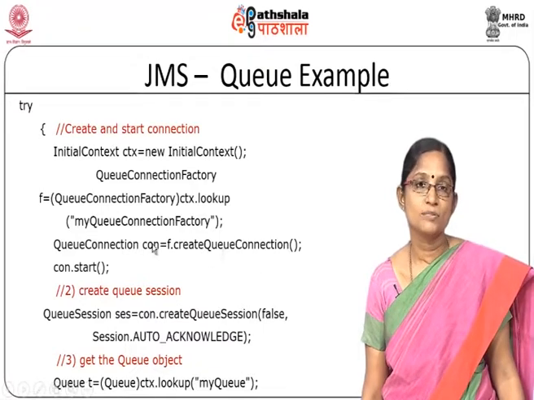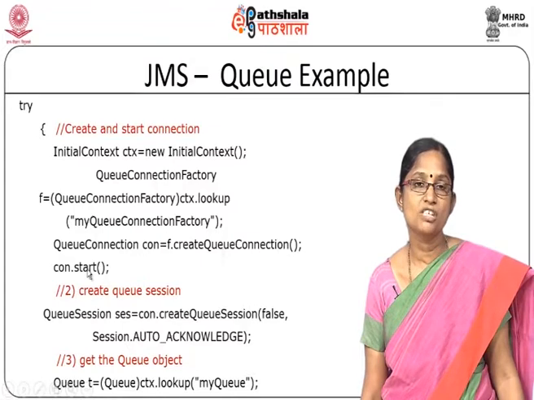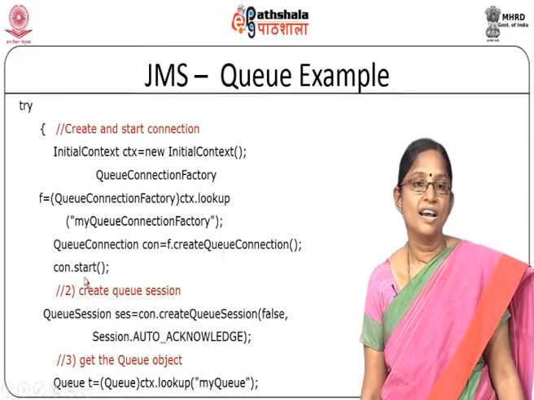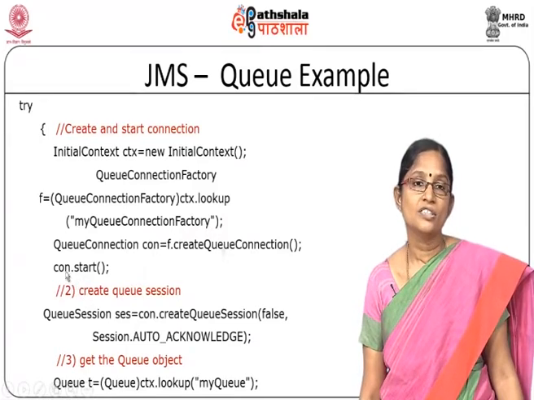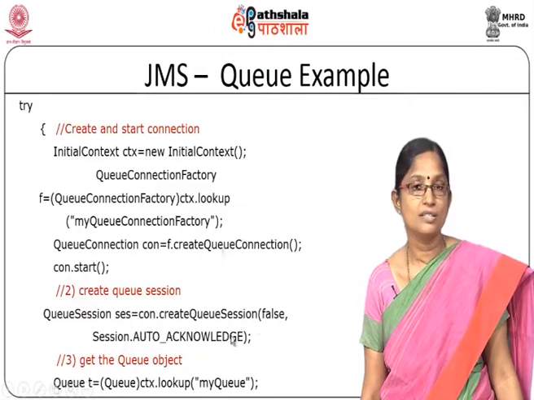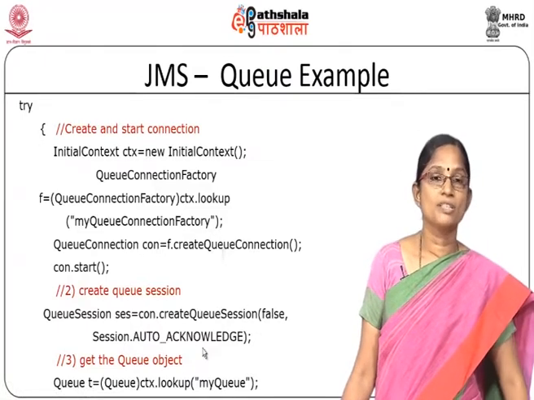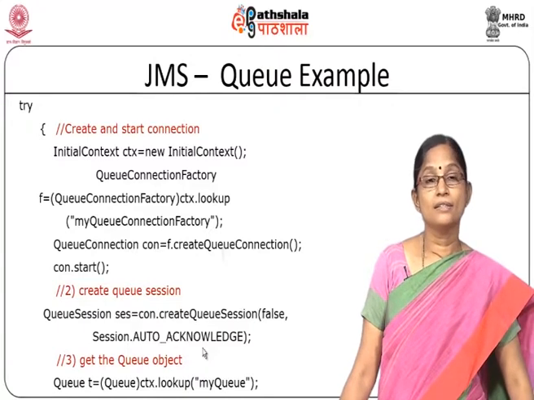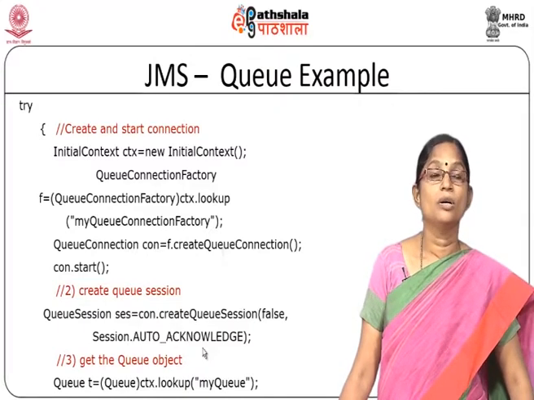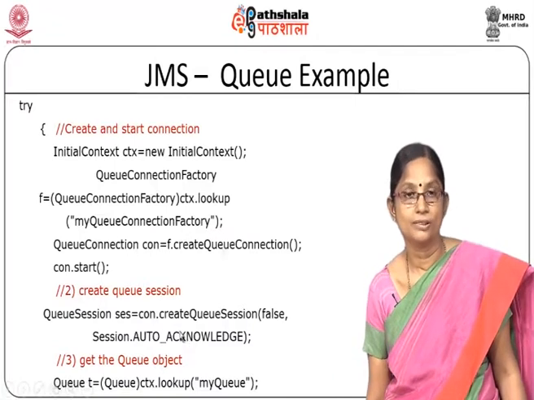So, for creating a connection, we call upon a method called createQueueConnection(). Once the connection has been created, this connection needs to be started. That is why we are making use of con.start(). Again, from the connection, we are supposed to create the session. So, that is why we are calling upon this connection object, con.createQueueSession(false, Session.AUTO_ACKNOWLEDGE). That is the acknowledgement: once the message has been received, the acknowledgement will be sent automatically. That is why we give auto acknowledge.